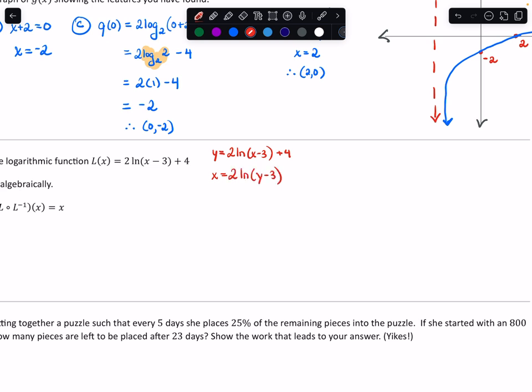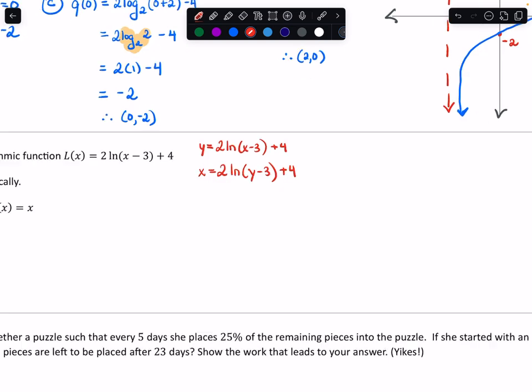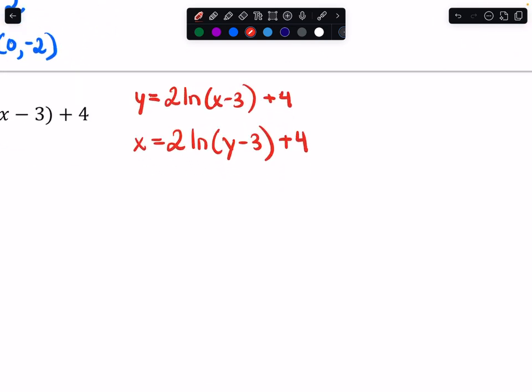Okay, plus 4. Now my job is to solve for y. So I have to subtract 4. So I have x minus 4 equals 2 ln of y minus 3. I would divide both sides by 2, and I would just leave that like (x minus 4) over 2. That's perfectly fine. Equals ln of y minus 3.